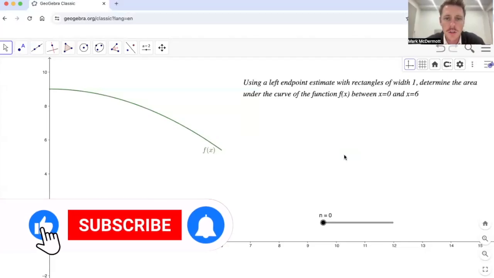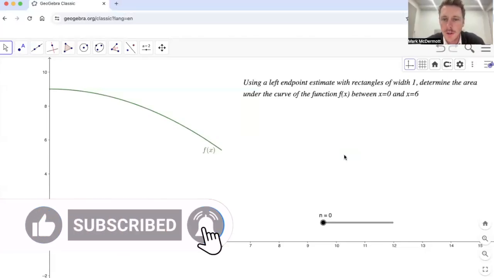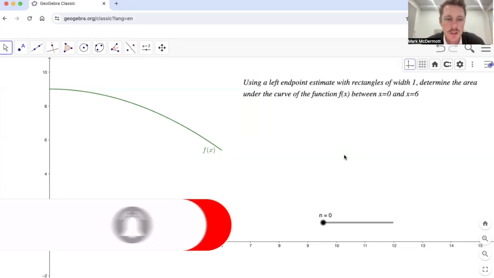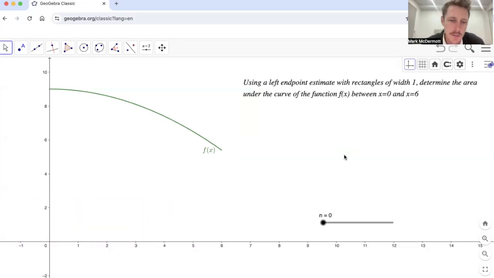So what we're going to look at is using what's called a left endpoint estimate to estimate the area underneath a curve. This is kind of a hybrid of theory but also an example, and you'll see why that's the case in a moment. The question says this: using a left endpoint estimate with rectangles of width 1, determine the area under the curve of the function f of x between x equals 0 and x equals 6.